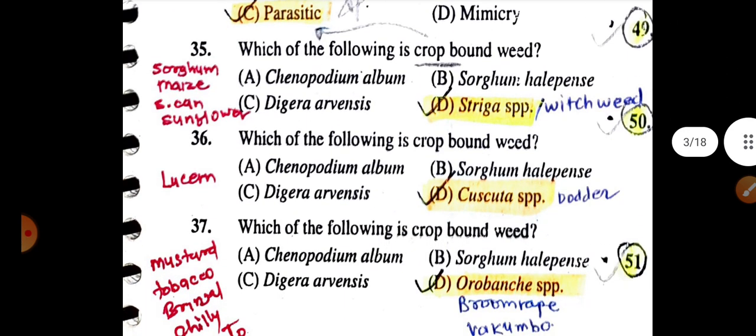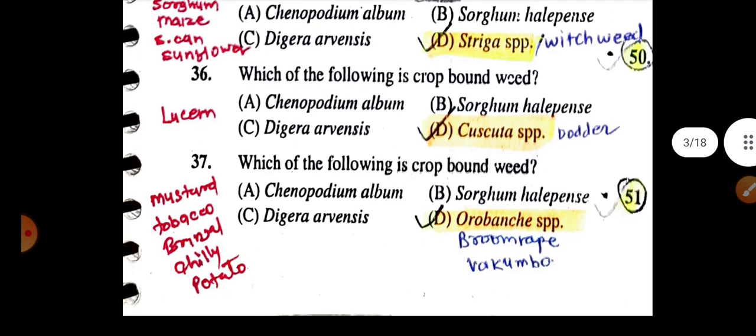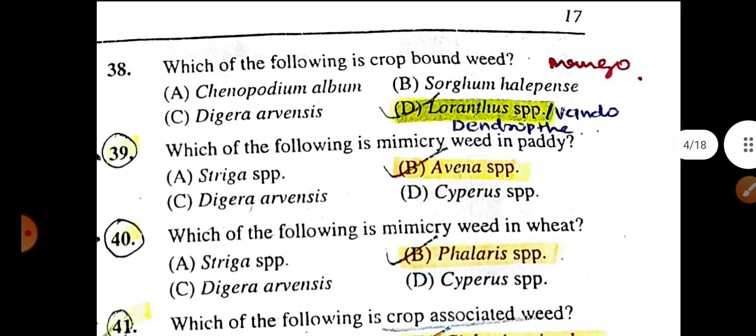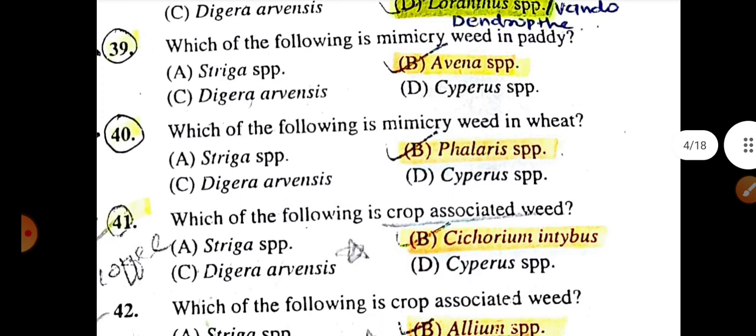Which of the following is a crop bound weed? Striga or witchweed, which occurs in sorghum, maize, sugarcane and sunflower. Cuscuta, dodder, occurs in lucerne. Orobanche, broomrape, of the Solanaceae family, occurs in tobacco, brinjal, chili, potato. Besides that, Orobanche also occurs in mustard. Loranthus, Vanda or Dendrophthoe, occurs in mango.